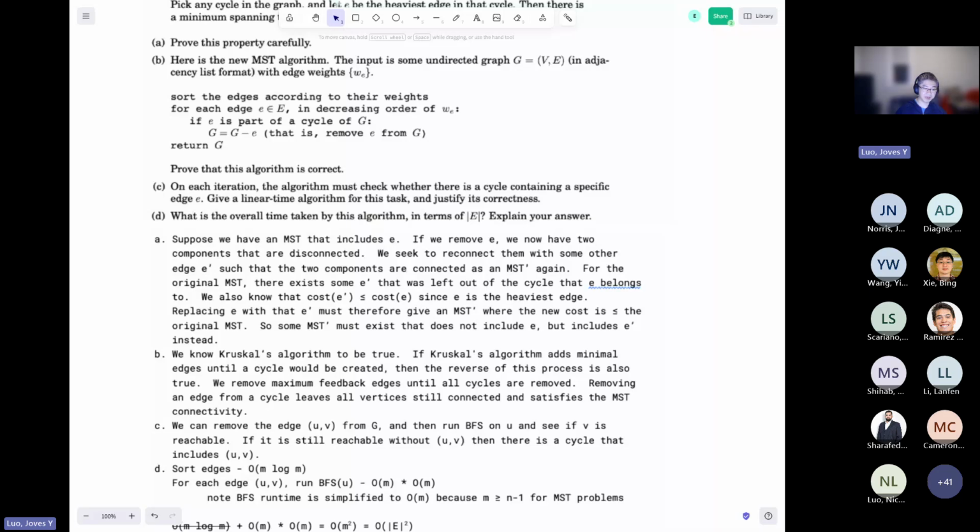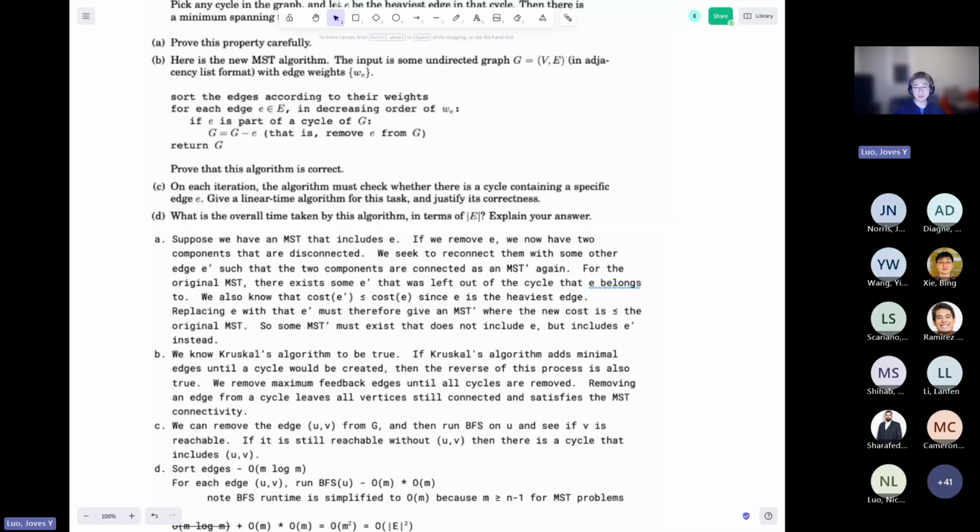Prove that this algorithm is correct. By proving, we're saying we know Kruskal's algorithm to be true. If Kruskal's algorithm adds minimal edges until a cycle could be created, then the reverse of this process is also true. We remove maximum feedback edges. Feedback edge is the term you use when an edge creates a cycle, and if you remove it, it removes the cycle. So we remove the maximum feedback edge until all cycles are removed. Removing the edge from a cycle leaves all vertices still connected and satisfies the MST connectivity.